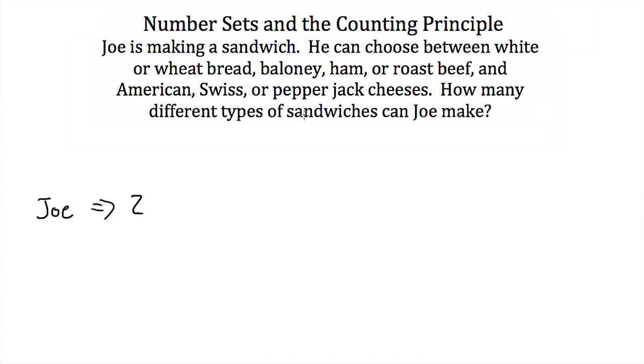There are 3 different choices of meat, bologna, ham, or roast beef. So after we choose what type of bread, we have 3 different choices between the bologna, ham, or roast beef. And then lastly, we have 3 different choices of cheese to put on the sandwich, American, Swiss, or pepper jack. So since we have 3 different choices, we multiply this by 3. So how many different types of sandwiches can Joe make? Well, he can make 2 times 3 times 3 different types. 2 times 3 is 6, times 3 again is 18.